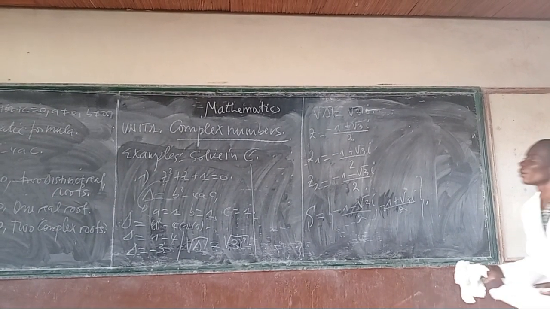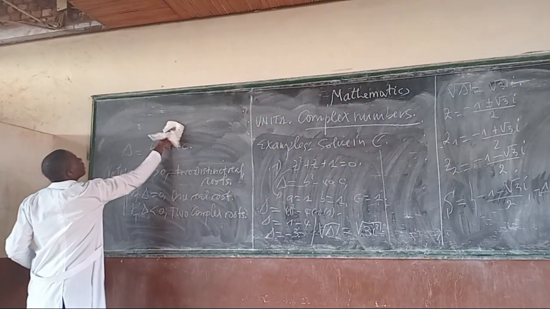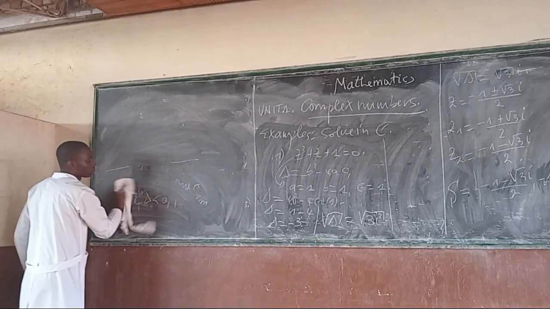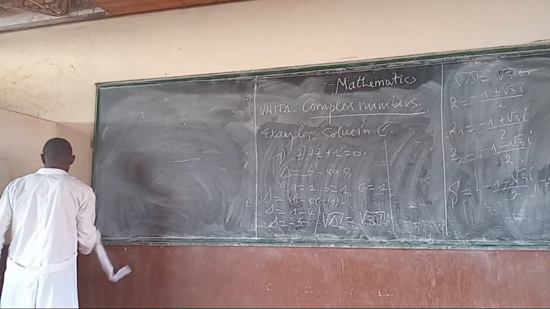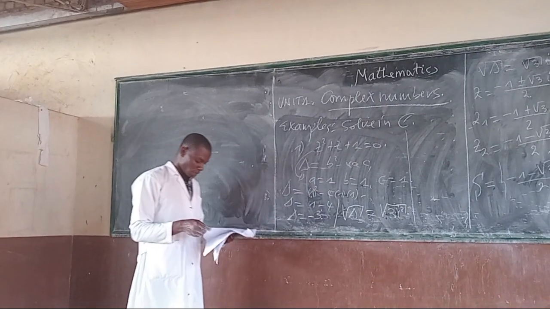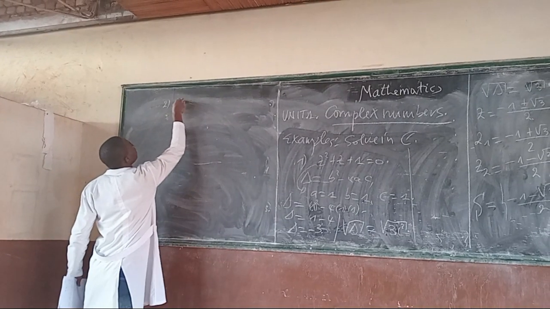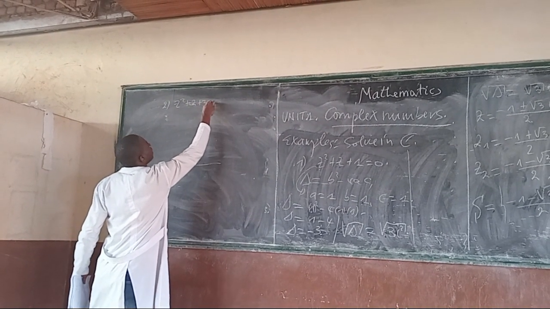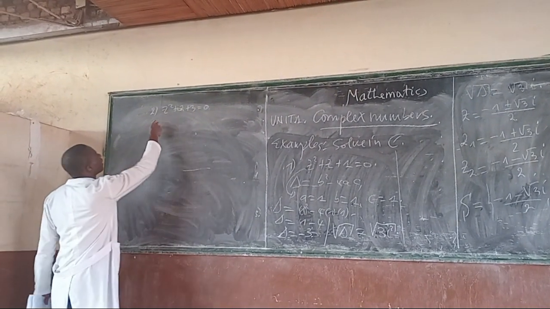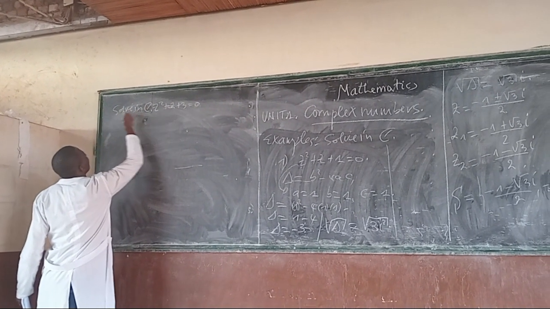Let's say, for example, we are asked to find the solution of this equation in a set of complex numbers. What does this mean? Let's solve, for example, question number 2. Let's say z squared plus z plus 3 is equal to 0. When you have this kind of equation, you have to solve in a set of complex numbers.